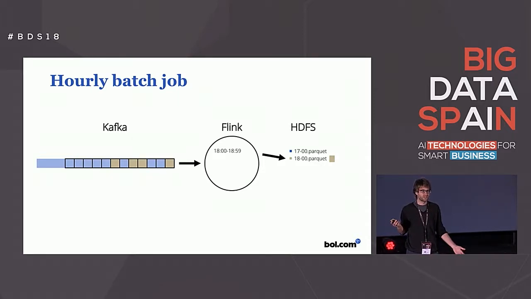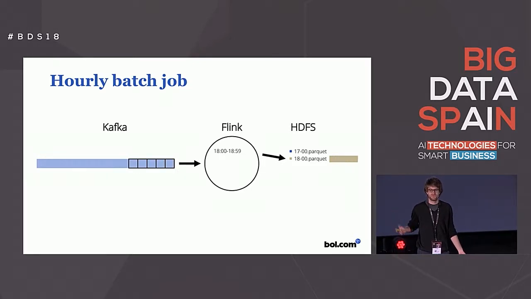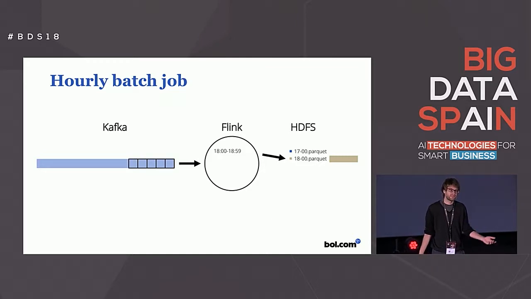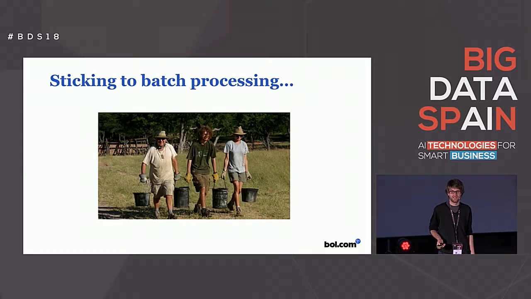So we did that. For, let's say, the events between 18 and 19 hour, we just read the whole Kafka queue and dump the events relevant to that hour. Later we run another job and only dump the events between 19 and 20 o'clock. That's simple, of course. I feel like sometimes sticking to batch processing is like carrying those buckets, it can still be cool, and we can still be happy about it because we avoid all the complexities.